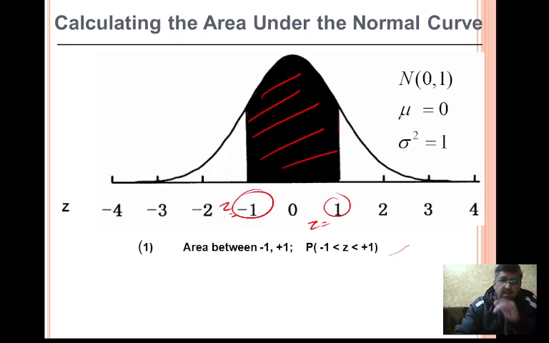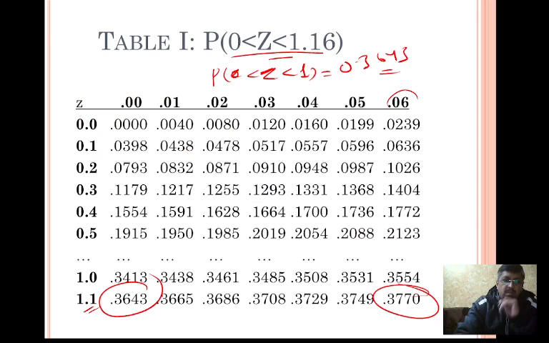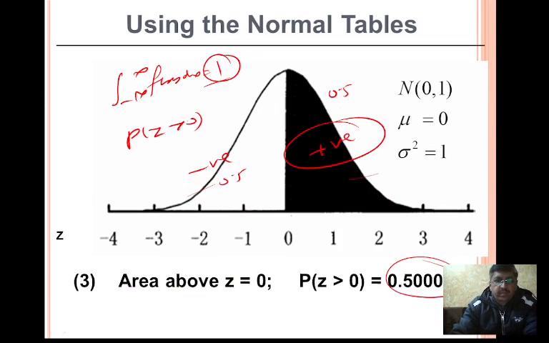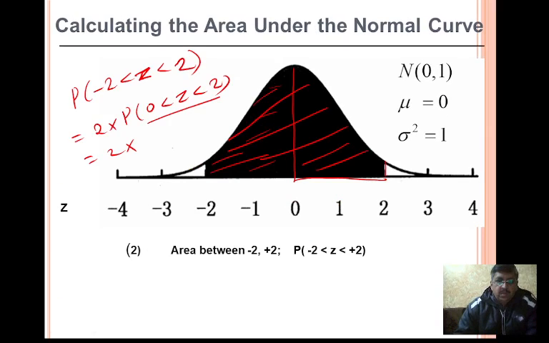So let's move to the table. Here is the table we have, and here you can see 0 to 2. Can you identify it? It's 4772, right? So this value is 0.4772, and it's time for the calculator. Can you calculate? 2 times 0.4772 will be what?